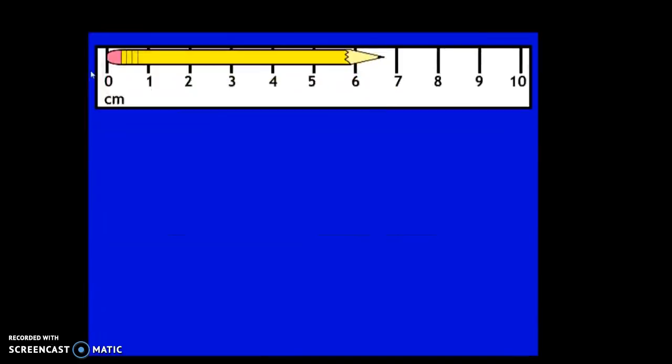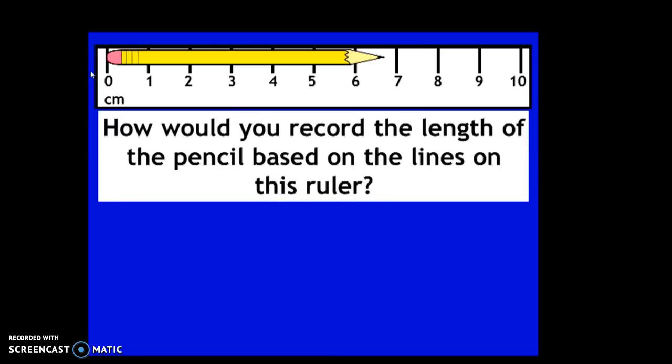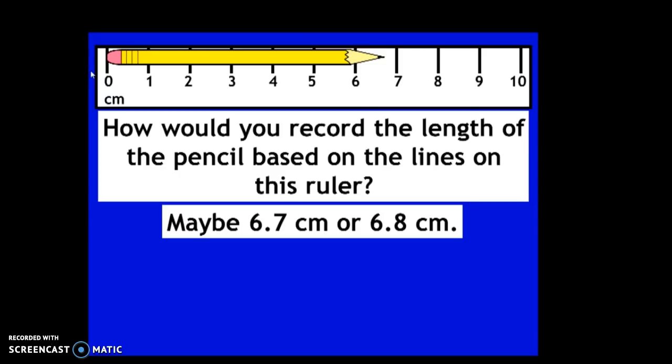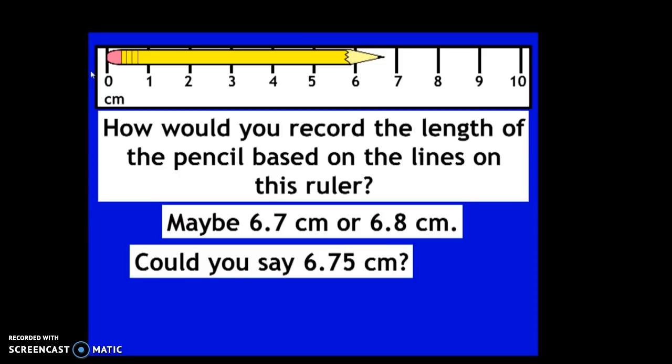Now suppose we have a ruler in which every line that's printed on the ruler is worth 1 centimeter. We can estimate to the 10th place. So perhaps you might call this 6.7, or perhaps you might call this 6.8. Could we say that this ruler gives us a measurement of 6.75?